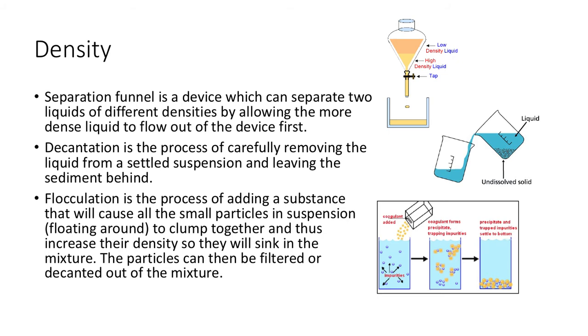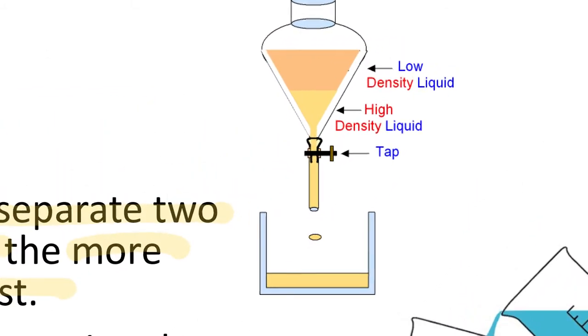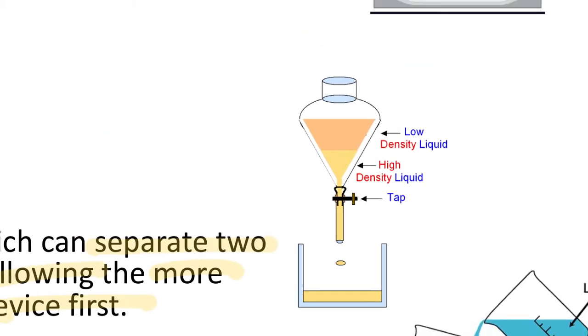All right. So, what are we doing? We're doing separation funnels. A separation funnel is a device that can separate two liquids of different densities by allowing the more dense liquid to flow out of the device first. So, this is a separating funnel. You drop all the stuff into it. Right. So, stuff goes in.